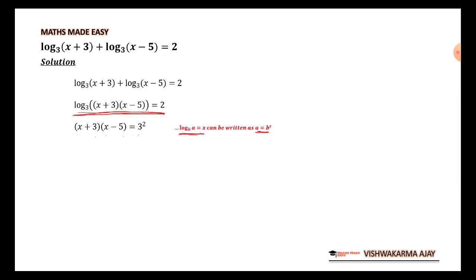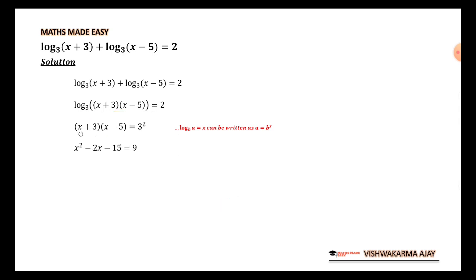Let me demonstrate this for you. Log of 10 is equal to 1, as we know. How is this 1? Because the base of log here is 10. This is 1. What it means? 10 is equal to 10 to the power 1.